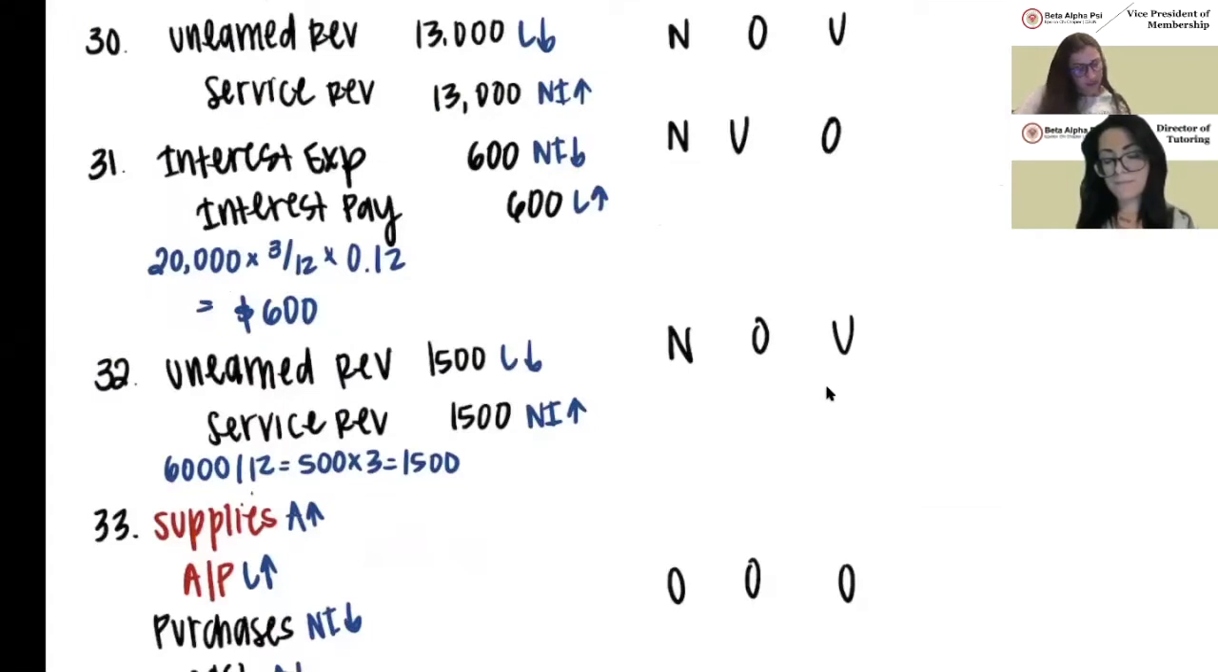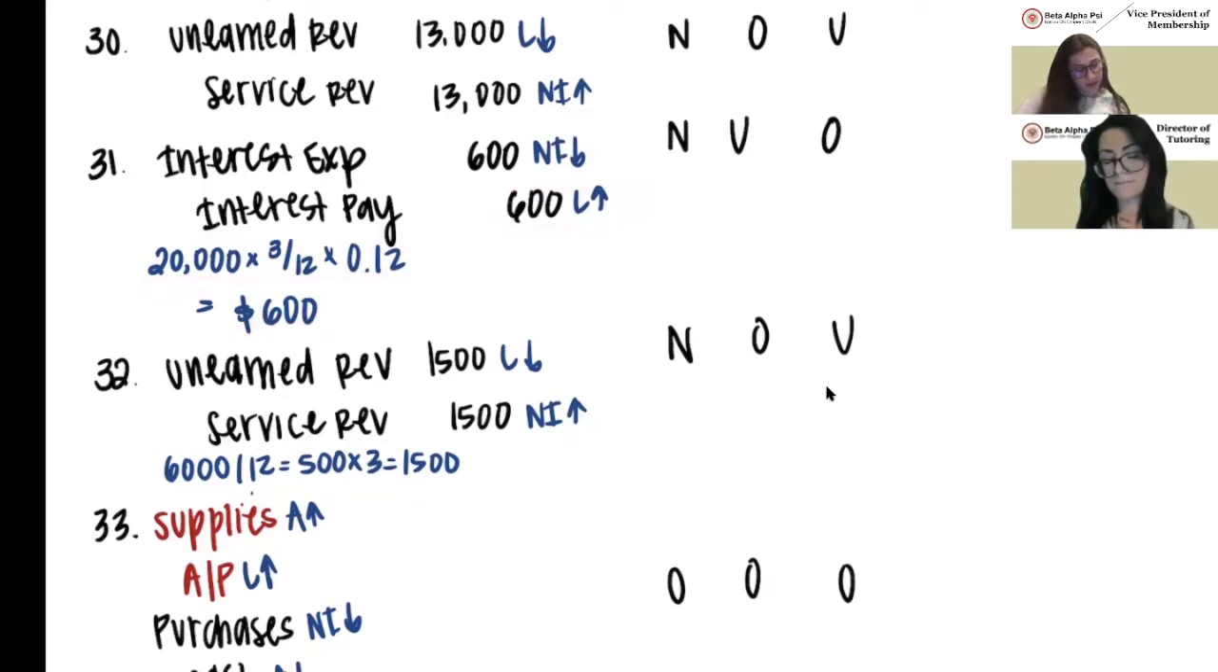So, they didn't do this, so it should have been a debit to interest expense, and that would have lowered our net income because it's an expense. And they should have done a credit to interest payable because we're not going to pay back the interest until we pay back the note. And that would have increased our liabilities. And here's the calculation for the interest: 20,000, 3 out of 12 months at 12%.